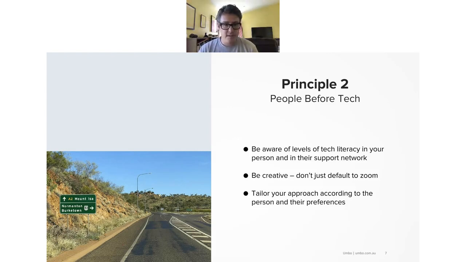So that gives us the opportunity to connect with people with a whole different range of technologies. So don't just jump on Zoom. Don't just video call someone and plonk them in front of the screen. That's not going to work in every situation. It's not going to be productive in every situation.